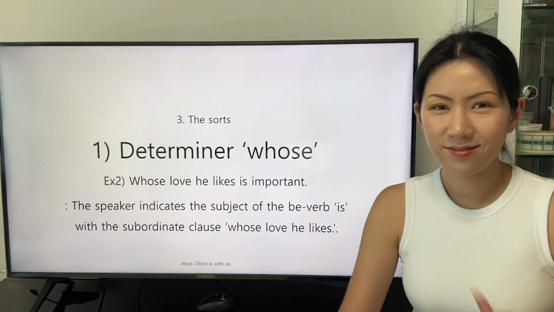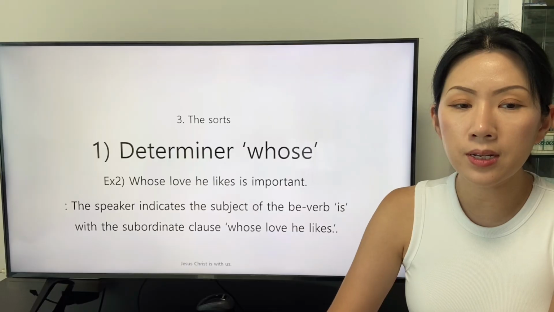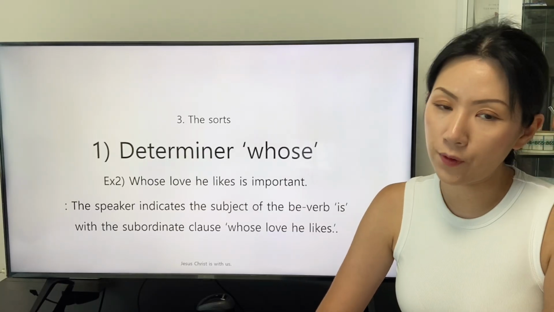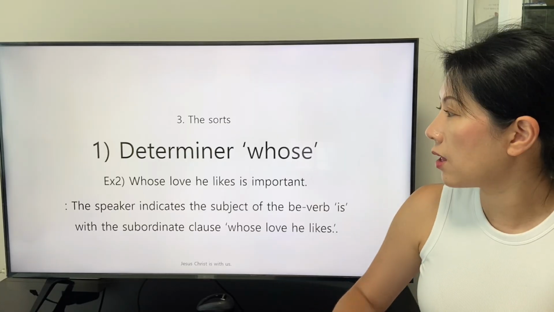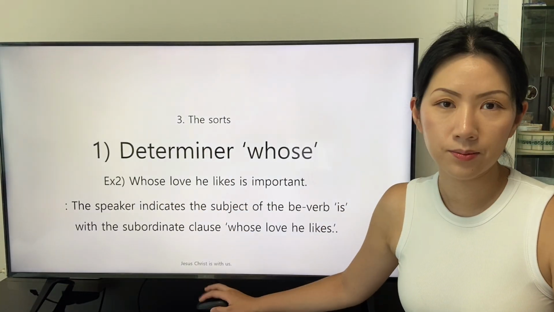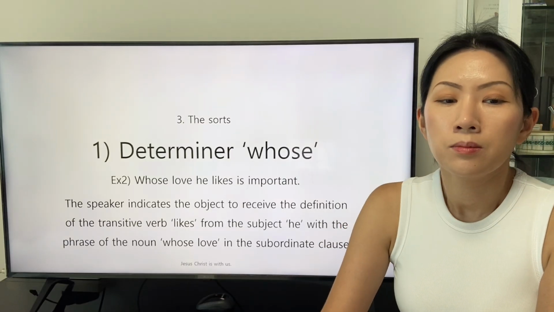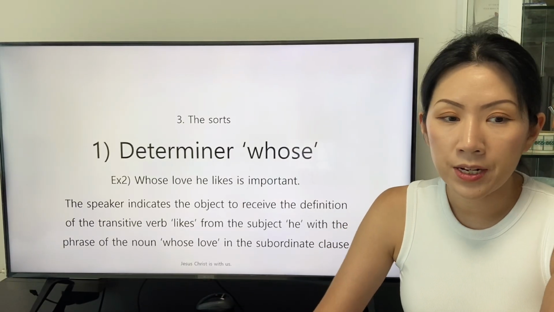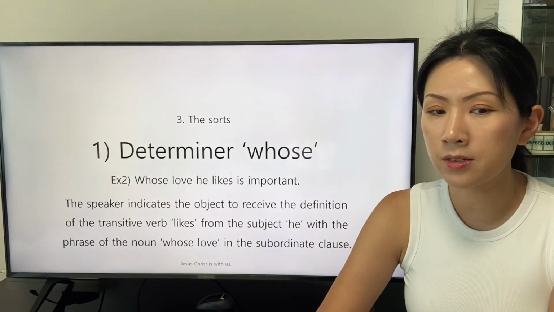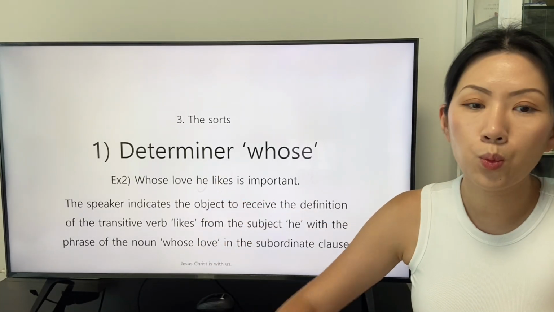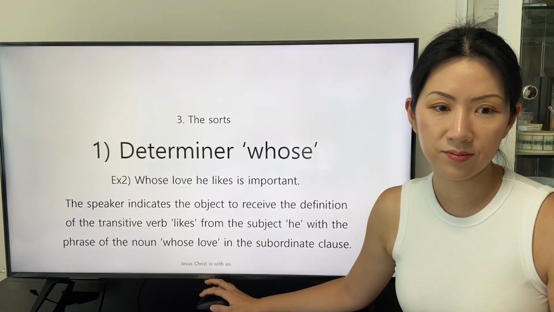Let's read the explanation together. The speaker indicates the subject of the be verb is with the subordinate clause whose love he likes. The speaker indicates the object to receive the definition of the transitive verb likes from the subject he with the phrase of the noun whose love in the subordinate clause.